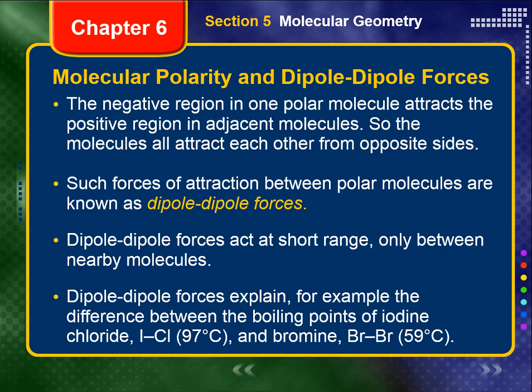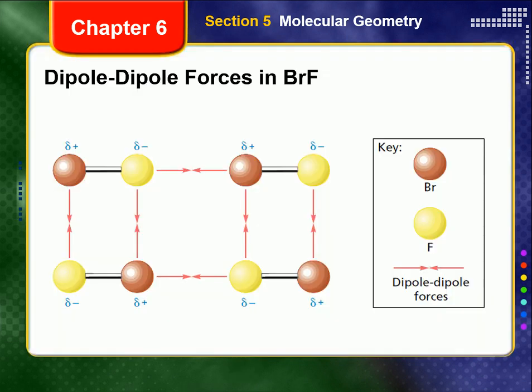The effect of dipole-dipole forces is reflected, for example, by the significant difference between the boiling points of bromine fluoride, BrF, and fluorine, F2. The boiling point of polar bromine fluoride is negative 20 degrees Celsius, whereas the nonpolar fluorine boils at negative 188 degrees Celsius. The dipole-dipole forces responsible for the relatively high boiling point of bromine fluoride are illustrated schematically in figure 6-25 on page 191 of your text or on the screen now.